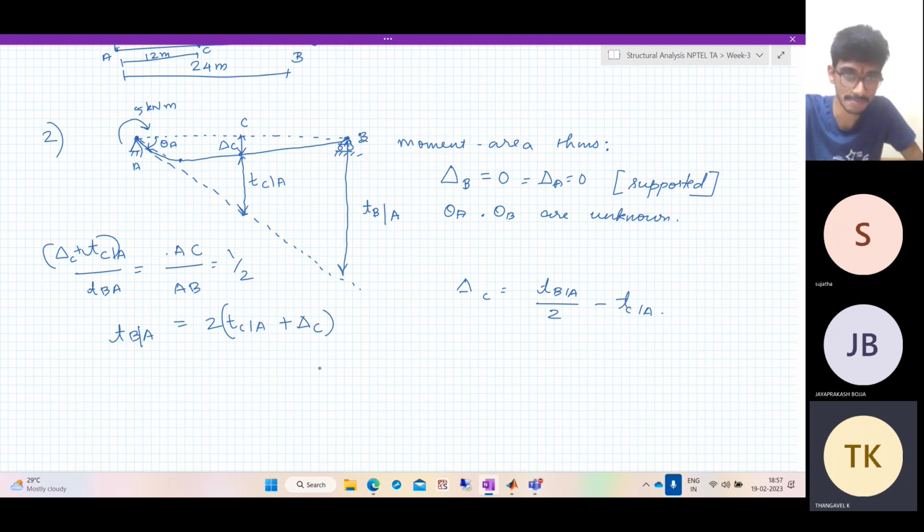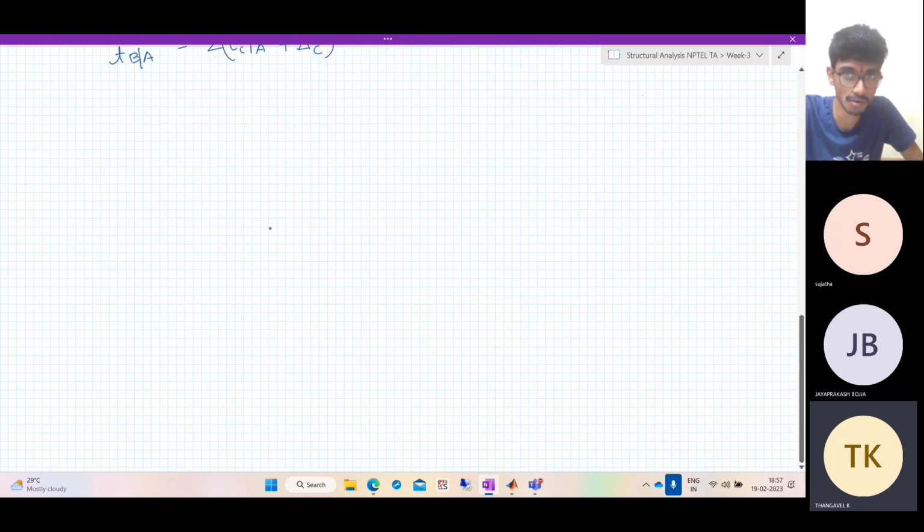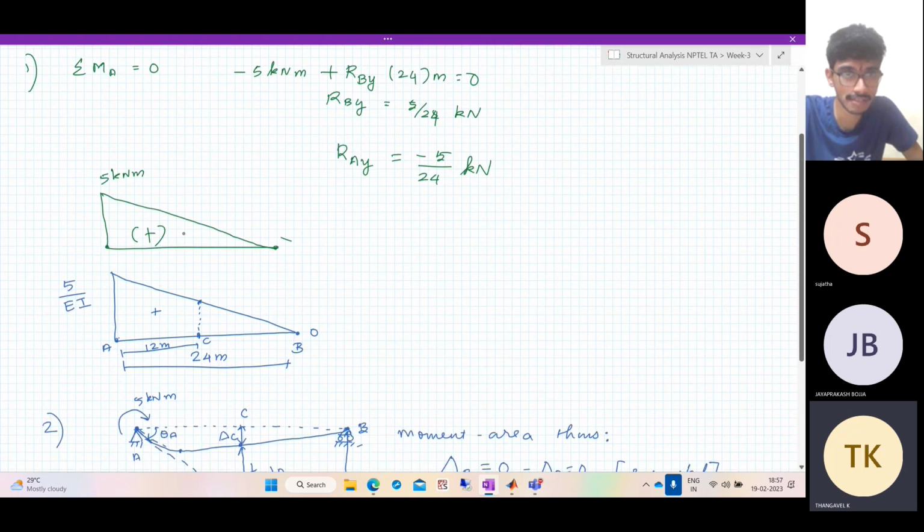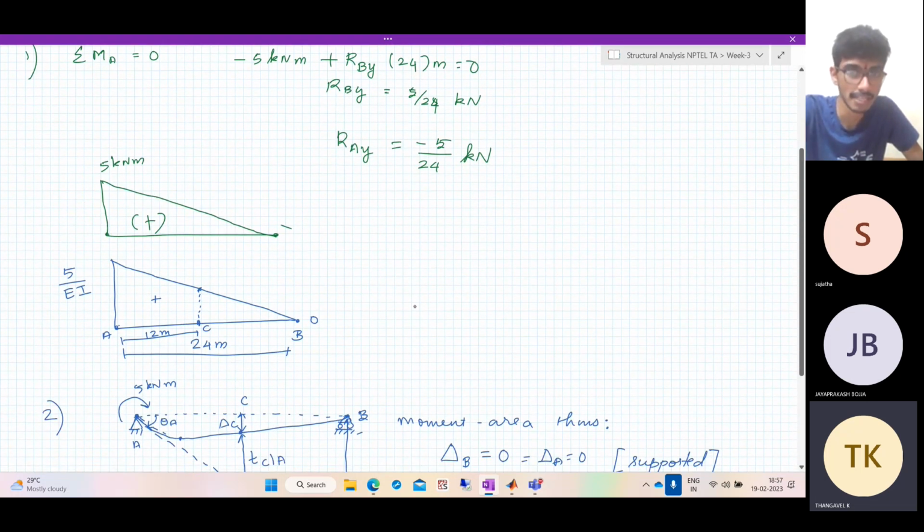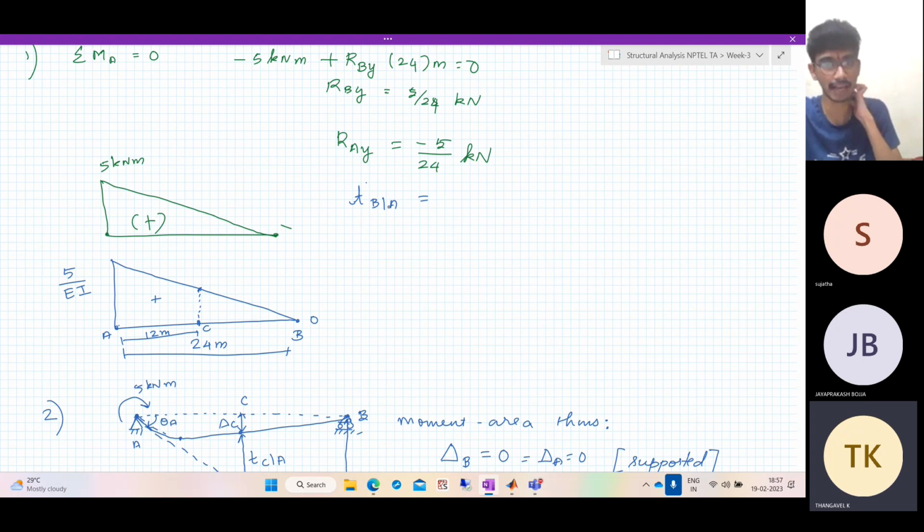So what does it say? Now what is TCA? Let us look at this diagram, right? Let's see TBA first. So TBA is the moment of the area between A and B. So what is the area between A and B? Half into 24 into height of the triangle, which is 5 by EI.